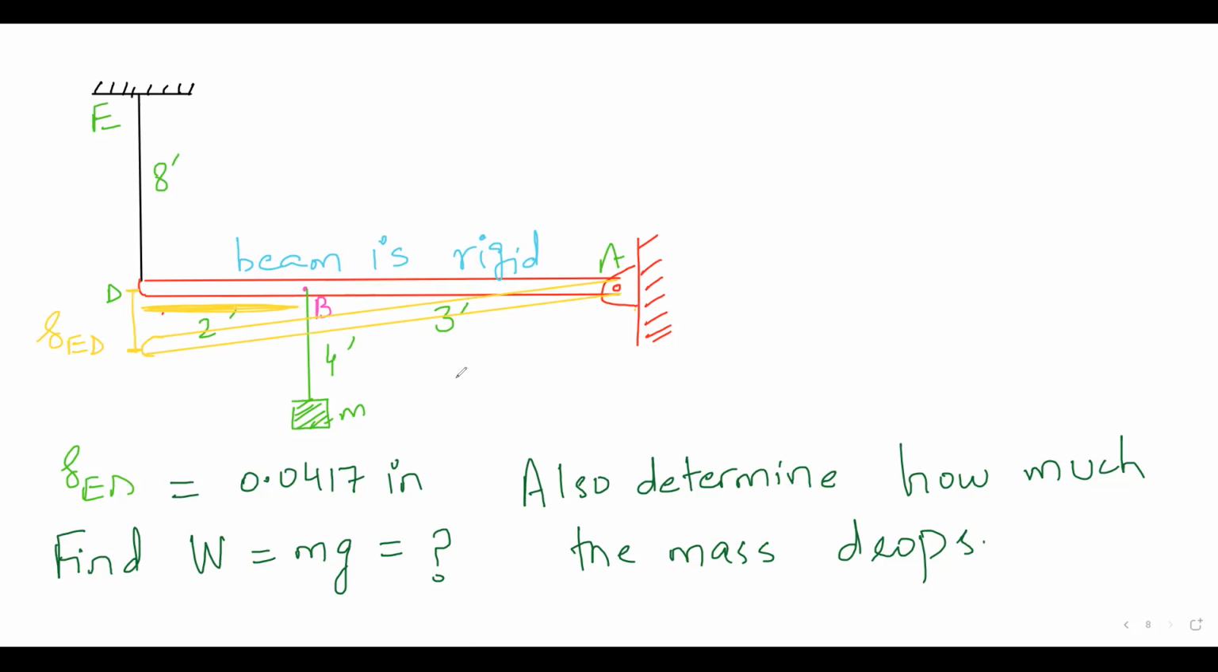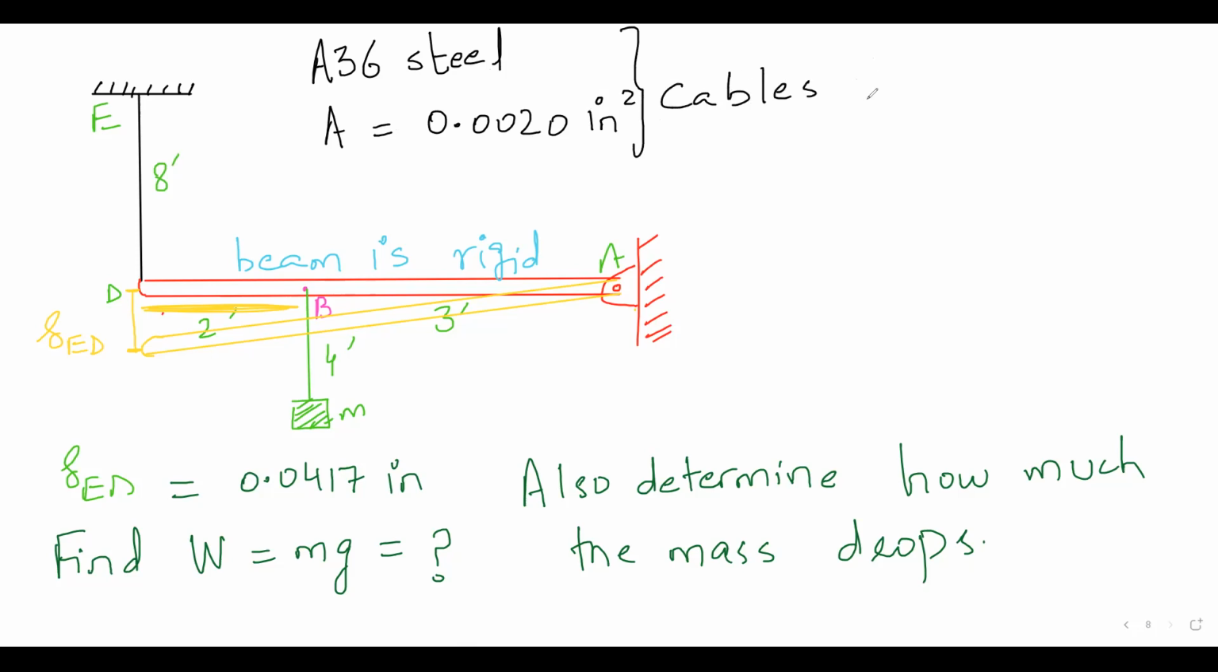One more thing that I did not give you, I have to give you areas. Nobody reminded me this. The areas of these metallic wires, the green one, the black one, these are A36 steel. Why don't you Google A36 steel in your free time? The area is 0.0020 inch square, for cables DE and BC that I'm talking about.